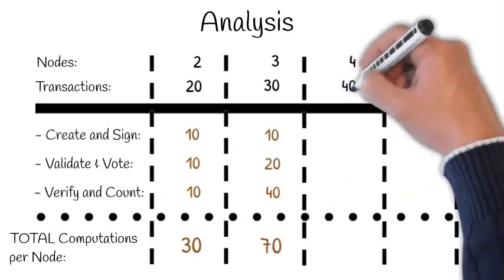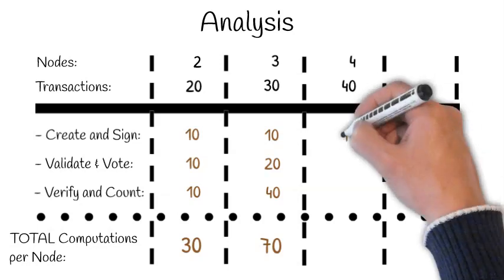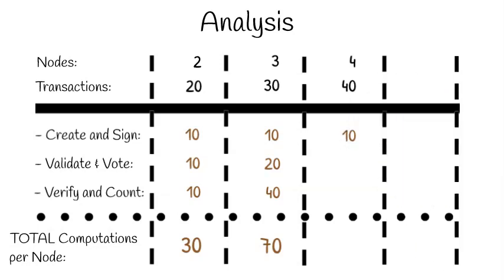With four nodes, there are now 40 transactions. Each node creates and signs its 10 and has to validate and vote on 30 transactions. But this means it has to verify and count 90 votes, which leaves a total computations of 130.